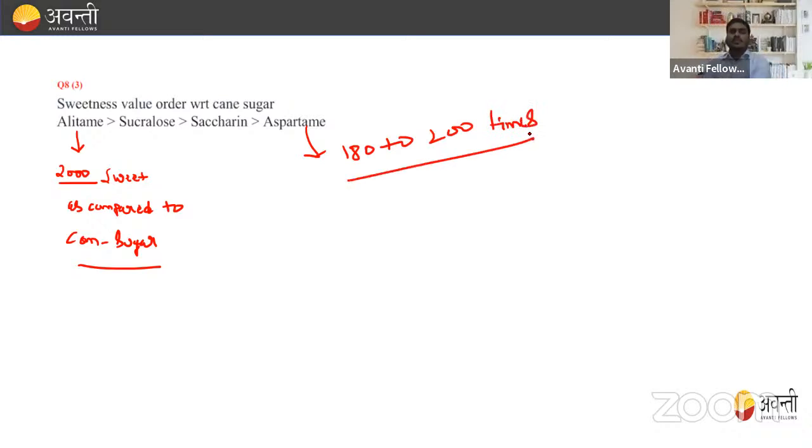180 to 200 times more sweetness in taste as compared to cane sugar, right? So please try to learn this as well. This will also help you in your questions. Okay, shall we proceed to the next question?